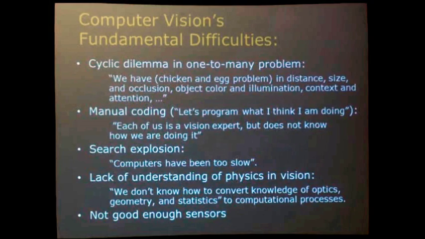And so, in summary, computer vision's fundamental difficulty, apart from the sheer number, is this cyclic dilemma in a one-to-many problem. As I said, recovering reality from projection is a one-to-many problem. And in that, we have many chicken and egg cyclic problems, such as distance. Once we know the real size of the object, of course, the appearance will help you to know the distance. But if you don't know either, then we have a cyclic dilemma. So is the case of occlusion. For example, we know my hand occludes my face. But in order to know that, you probably have to know this is my face. Otherwise, you cannot tell this is not part of the face.